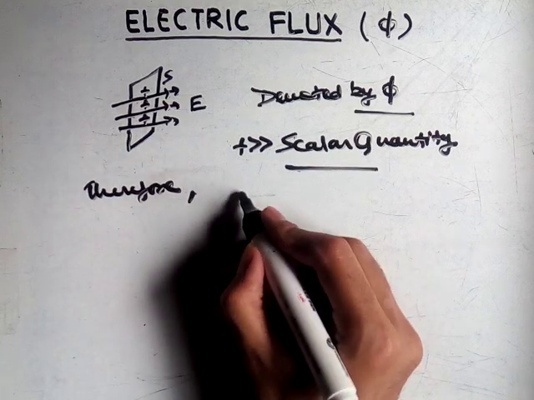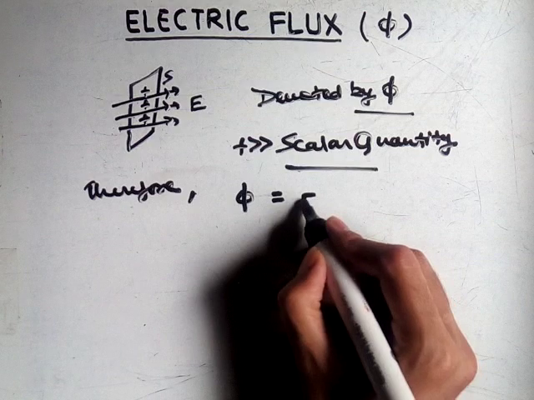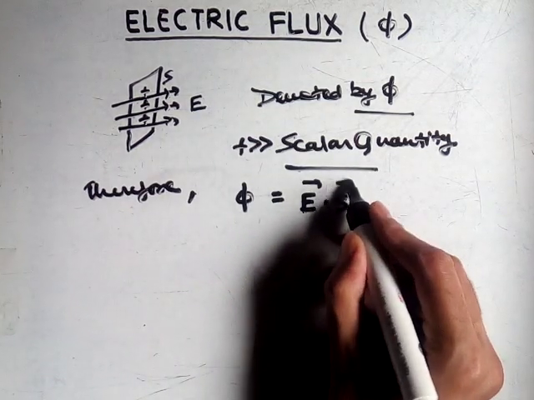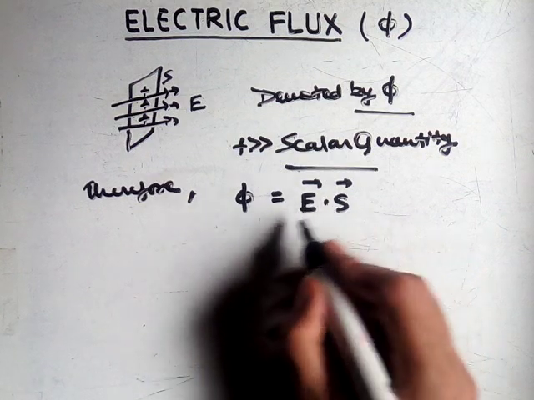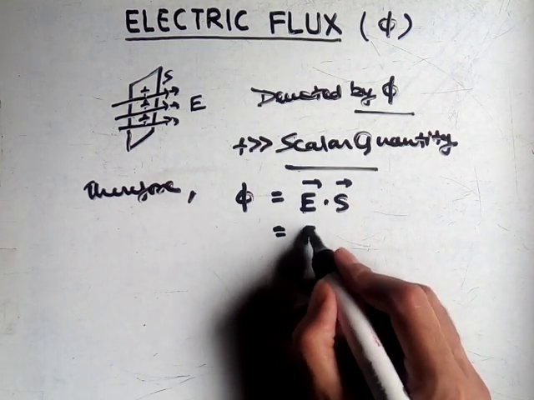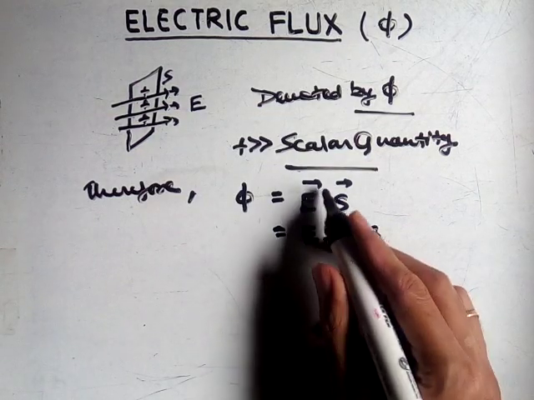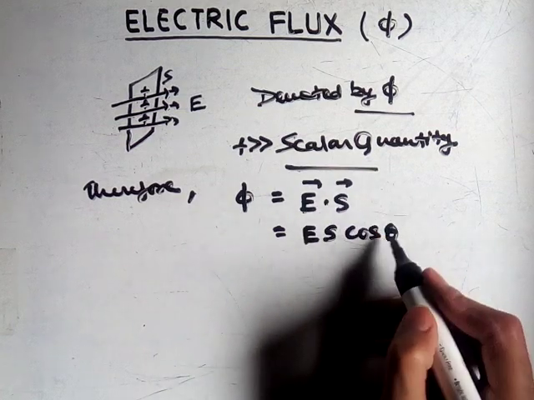Therefore we can write phi, the electric flux, is equal to E, the electric field lines, dot S, the surface, which we can also write as E S cos theta. When we remove the vector sign, we have to write cos theta, and this is the formula.